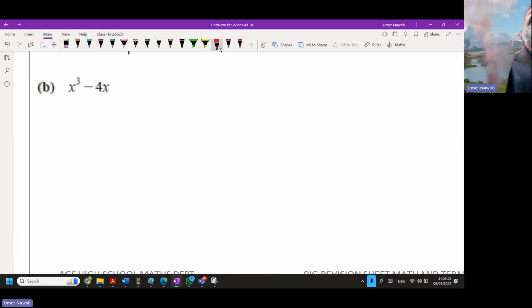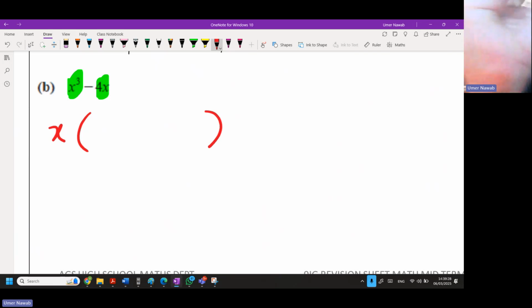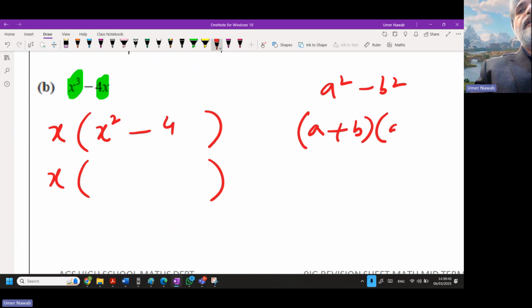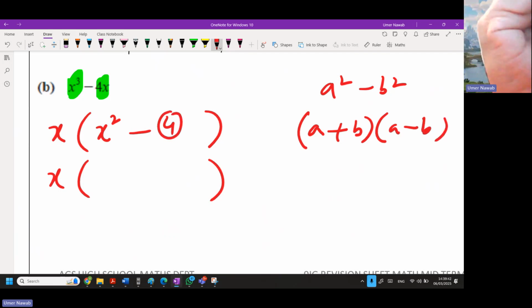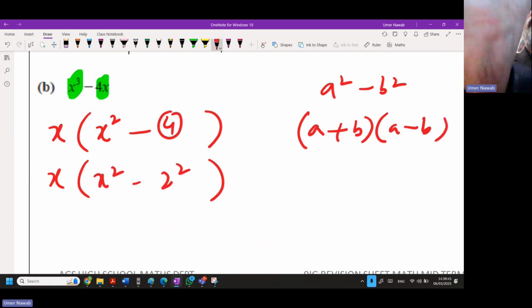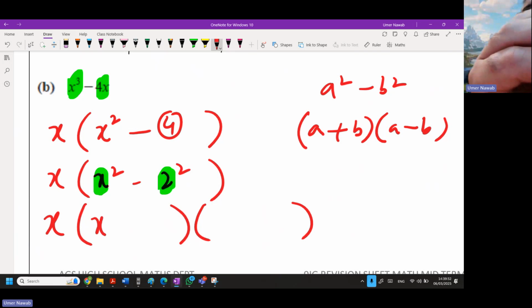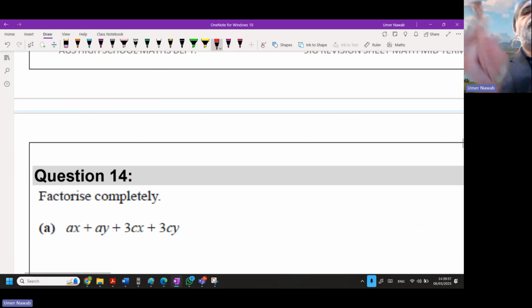Now, in this case, guys, I have two terms and there is an x common in them. So when I write the bracket, out of x cubed, I'm left with x squared minus, out of 4x, 4 is left over here. It looks like I'm going to use the a squared minus b squared formula, which is a plus b and a minus b. Because 4 can be written as 2 squared, now my a is x and my b is 2. So let's apply the formula. x is outside, two brackets. So x plus 2 and x minus 2 is the correct factorization for this question.